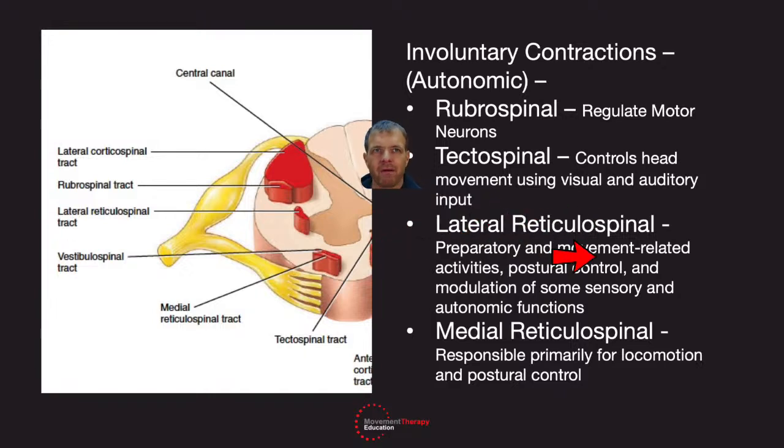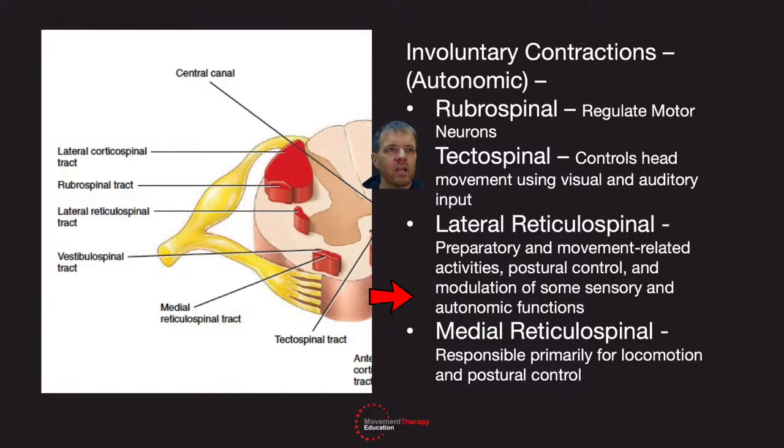reticulospinal tract, preparatory and movement related activities, postural control, modulation of some sensory and autonomic functions, and then this one, the medial reticulospinal, responsible primarily for locomotion and postural control. So if you're having issues with these, it starts to look a bit like a stroke or something like Parkinson's. So we're looking at it going, something just isn't right. They need to be sent off for further investigation if obviously they've not already been assessed. Okay, cool. Hope that all makes sense. So that is spinal tracts.